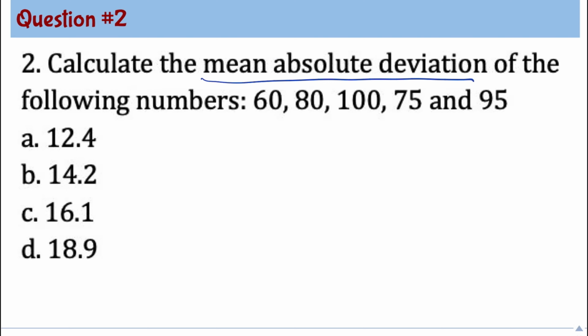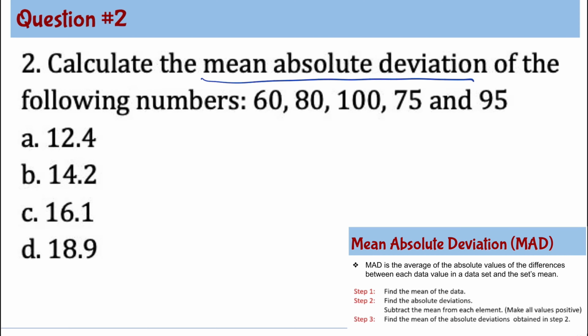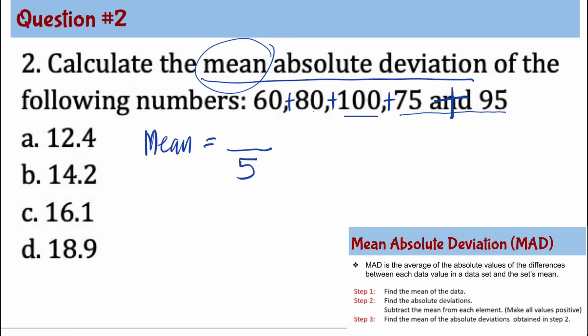When we say mean absolute deviation, it involves multiple steps. The first thing that you need to do is calculate the mean of the data. So given these numbers, to calculate the mean, we need to add first these 5 data. So 60 plus 80 plus 100 plus 75 and then plus 95. And then we're dividing by 5 because there are 5 numbers. Without using calculators, 60 plus 80 is 140. 140 plus 100 is 240. And we know these 2 will add up to 170. So 240 and 170 will give us 410.